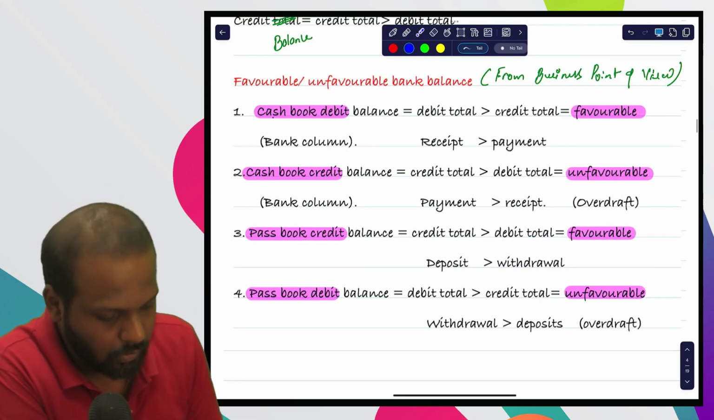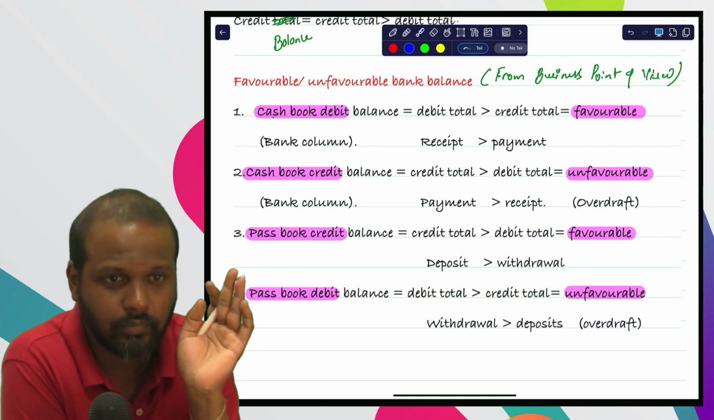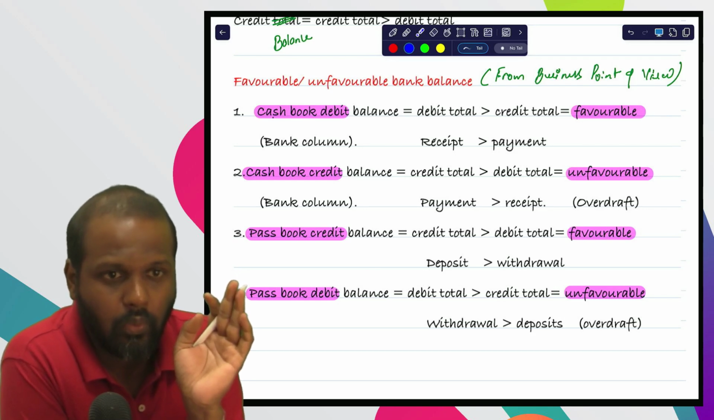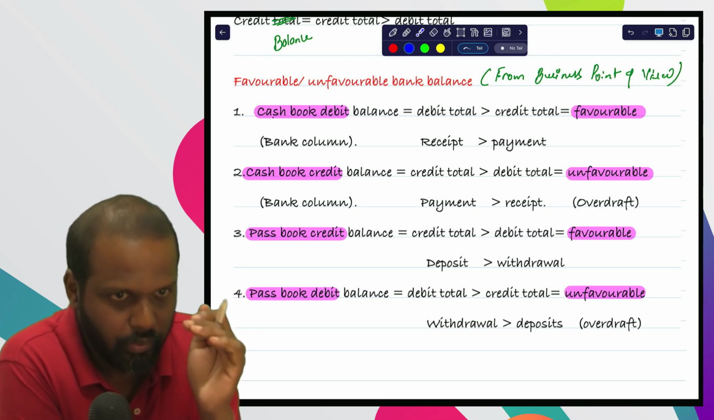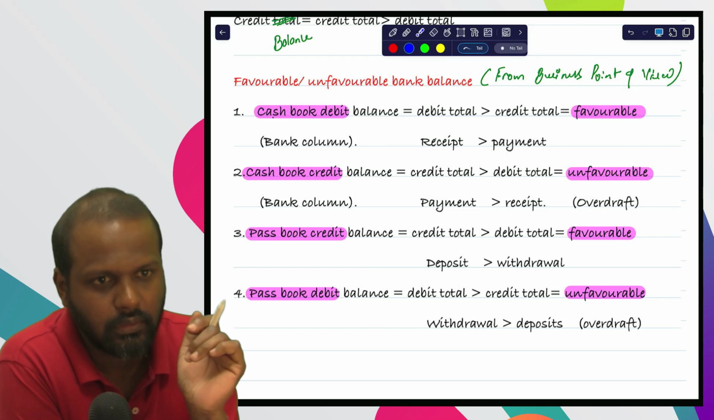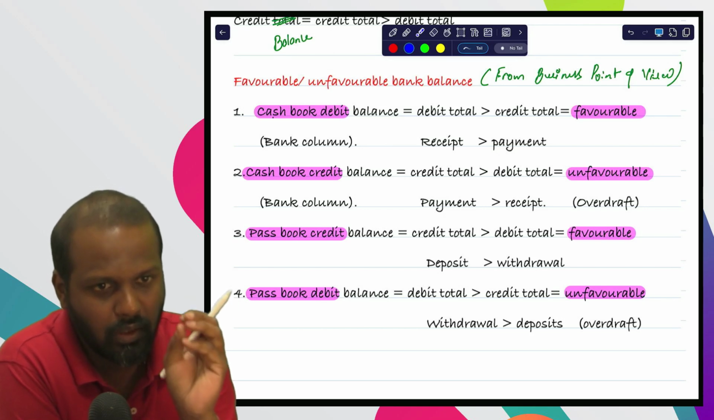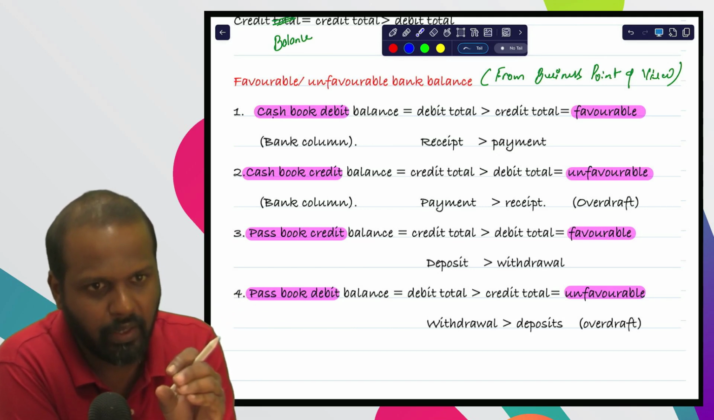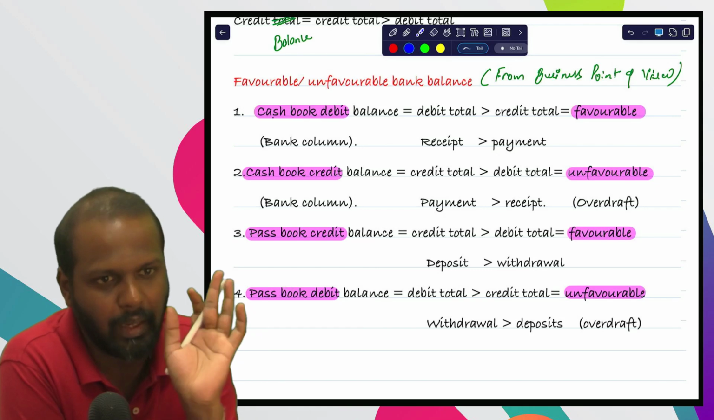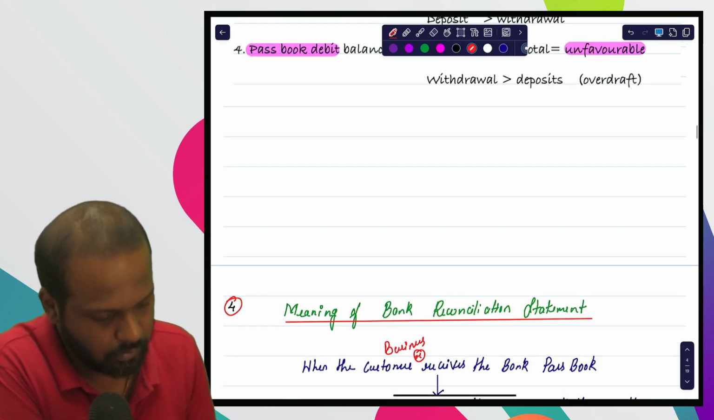Yes. So there are two types of balance, favorable and which one? Unfavorable. Now listen. Now we are going to discuss these four things. In these four things, you have to tell me in which case it is a favorable bank balance and in which case it is an unfavorable bank balance. Favorable and unfavorable.